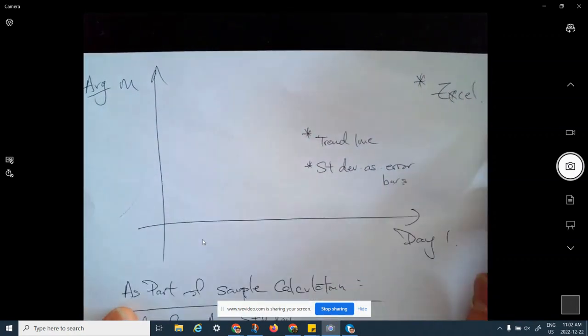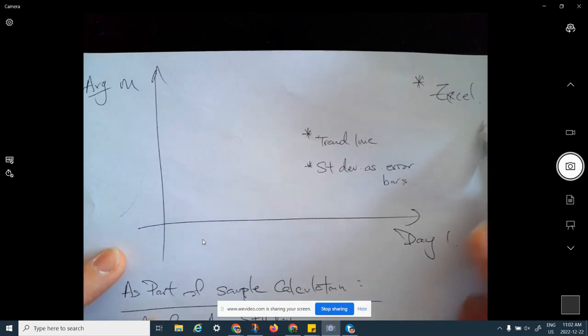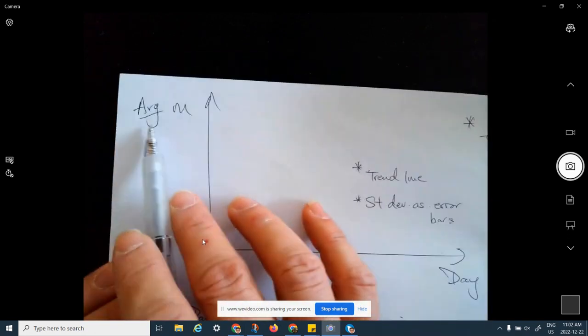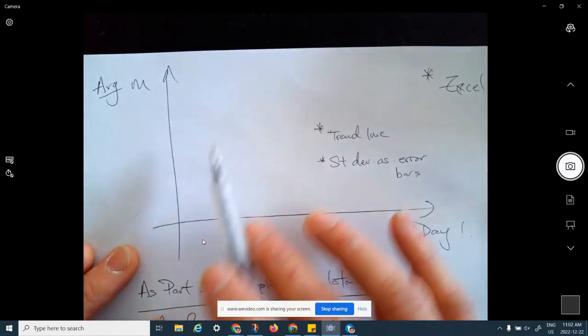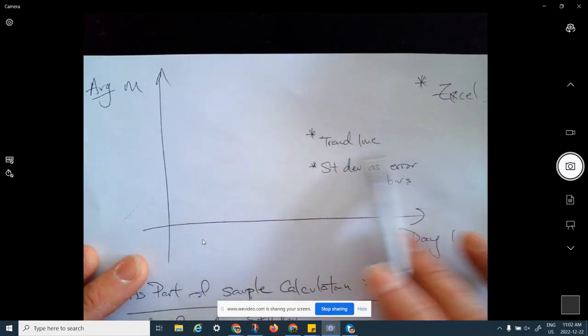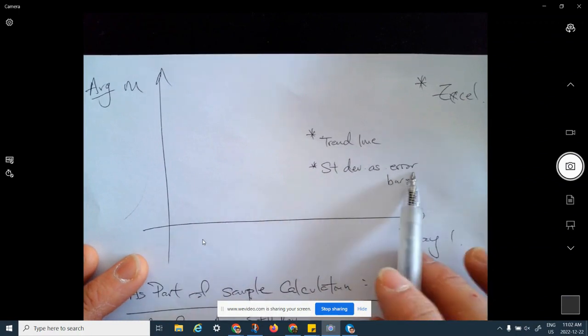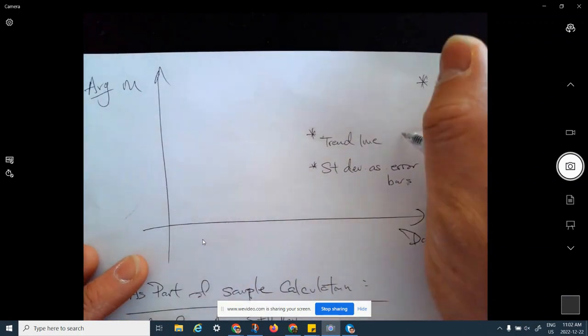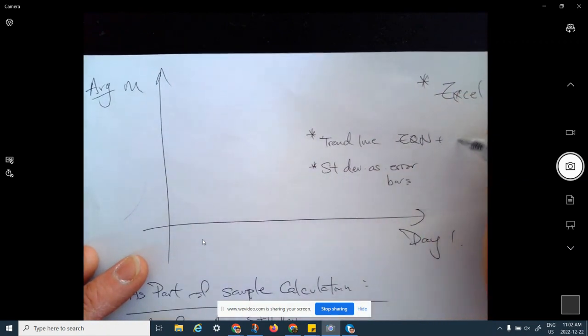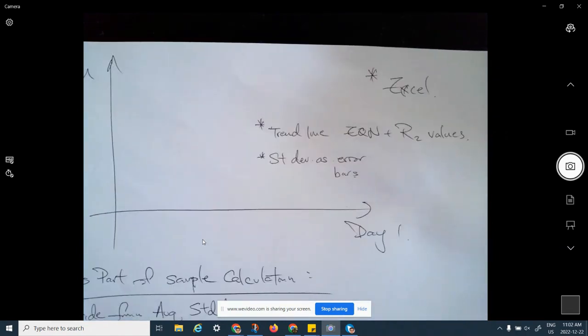You plot the graph on Excel. Please don't use Numbers. Please don't use Google Sheets, okay? Because you have individual error bars that have to be different sizes, and those are really tricky to do. Use just Excel. You plot the average rates of every day. You need to have a trend line. You need to have standard deviation as error bars. You do need to have the equation and R2 values.